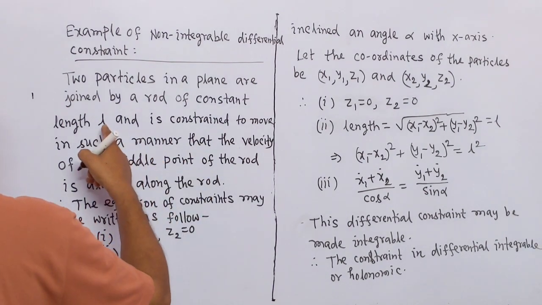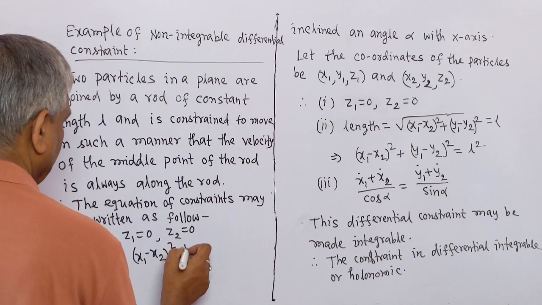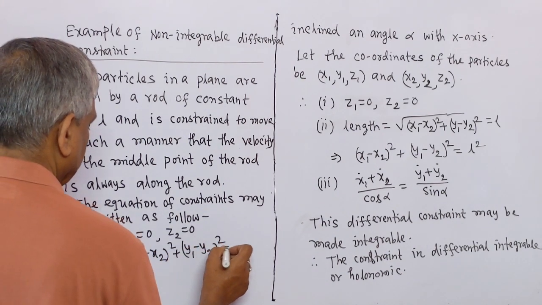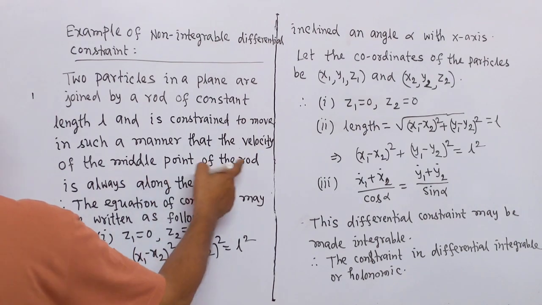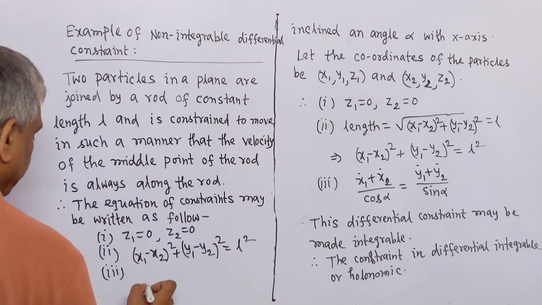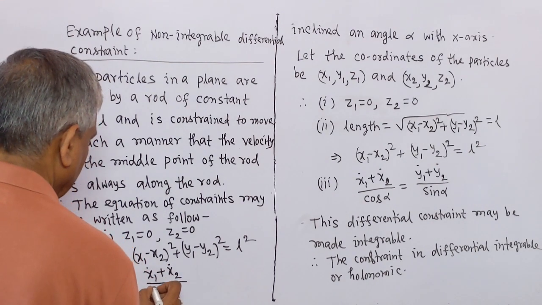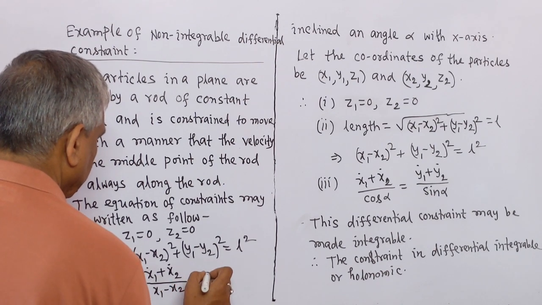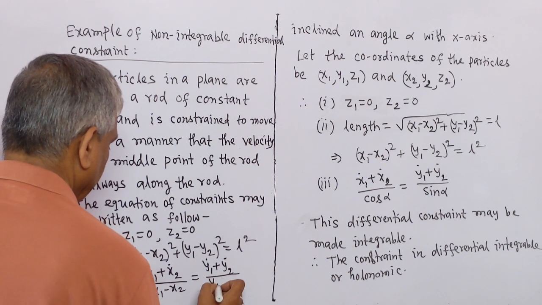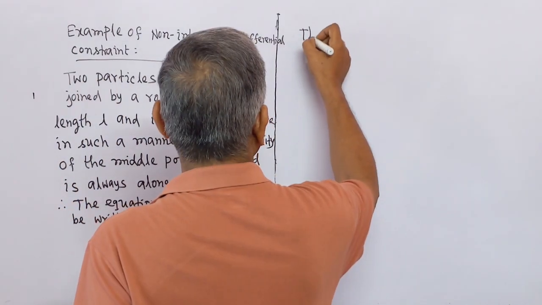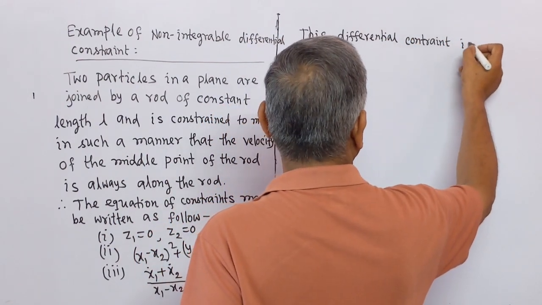Number 2, length is fixed, L. (x1 minus x2) whole square plus (y1 minus y2) whole square equal to L square. Number 3, the velocity of the middle point of the rod is always along the rod. This will be (x1 dot plus x2 dot) by (x1 minus x2) equal to (y1 dot plus y2 dot) by (y1 minus y2). This differential constraint is not integrable.